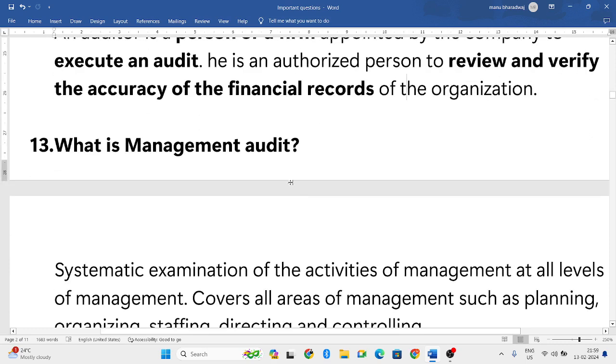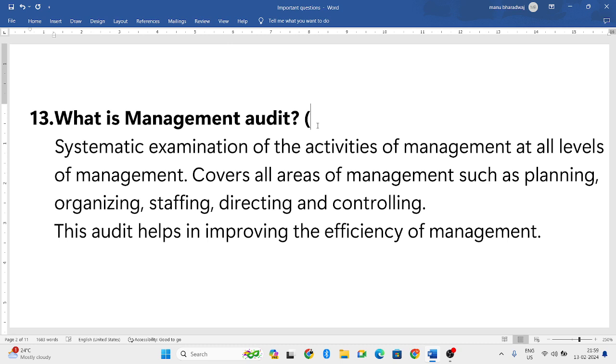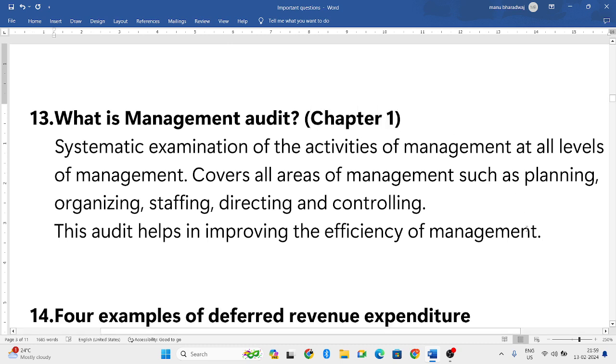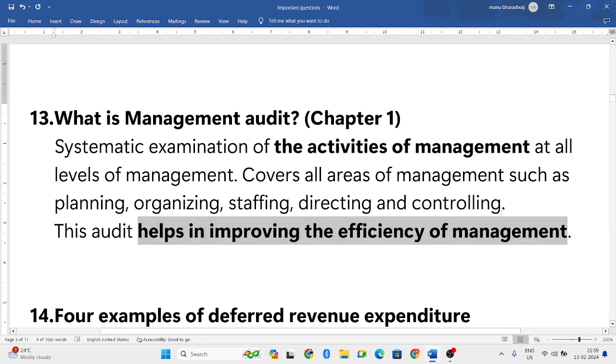Next, what is management audit? I think this is from chapter number 1 only. Yes, it comes under types of audit. It is a systematic examination of the activities of management. There are different levels of management: top level, middle level, and lower level. It examines the activities performed by them, and it covers all areas. It will examine planning, organizing, and all the management functions. So this management audit helps in improving the efficiency of management.